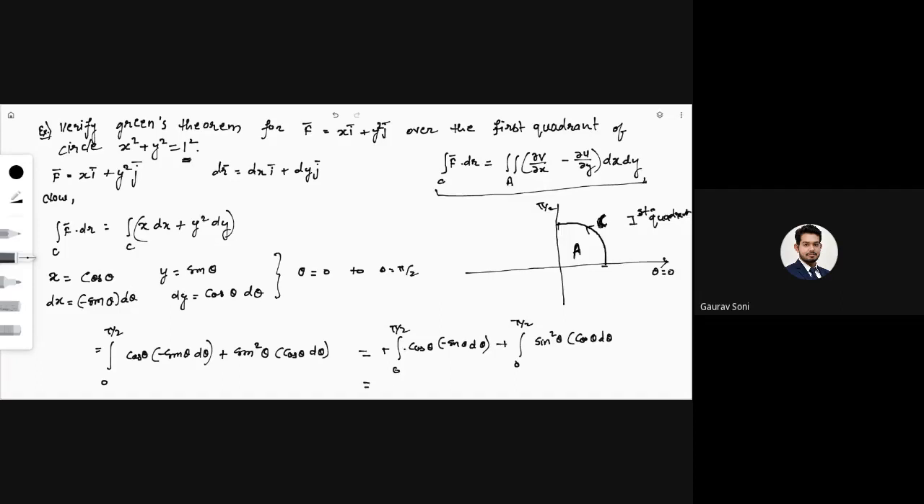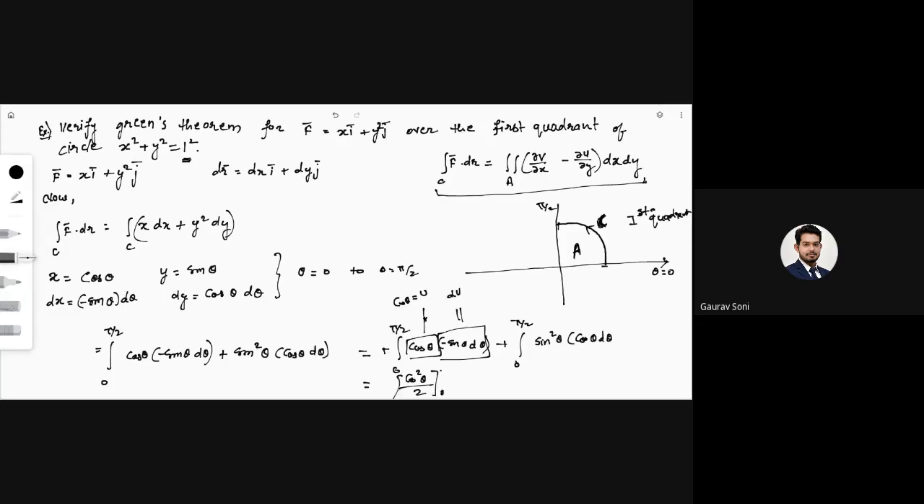What's the answer for the integration here? If you put cos theta as u, in the first integral, if you put cos theta equal to u, minus sin theta d theta will become du, right? So this is nothing but u du. Integration of u du will be u square by 2, which means cos square theta by 2.